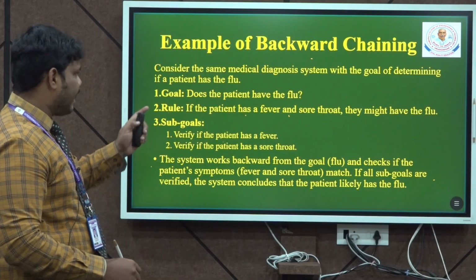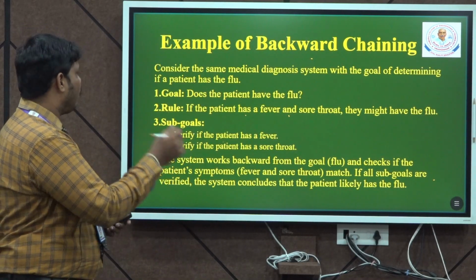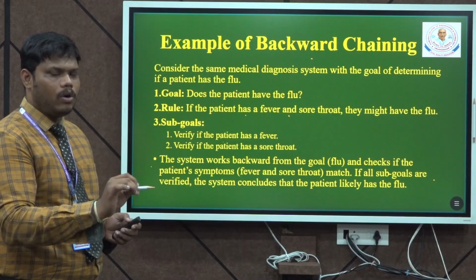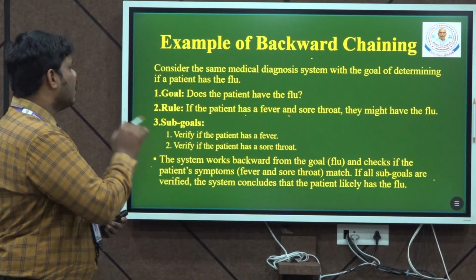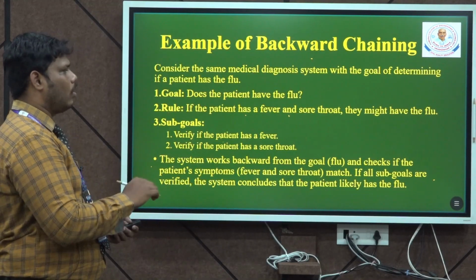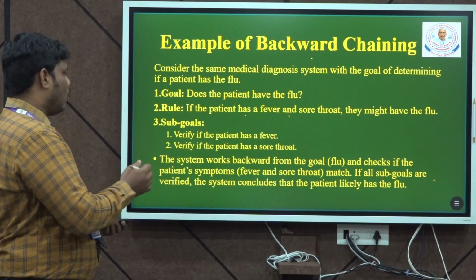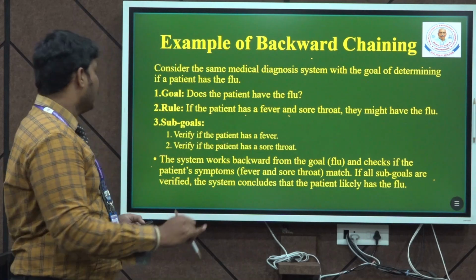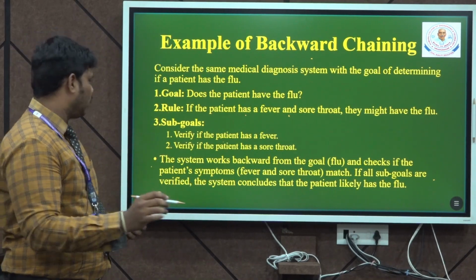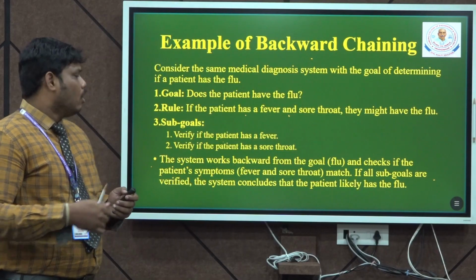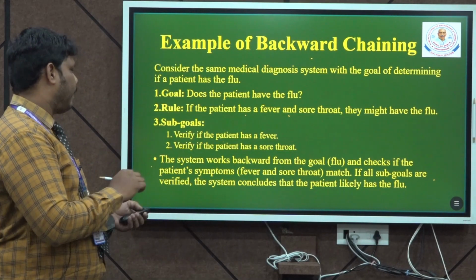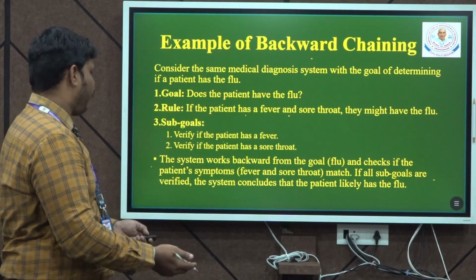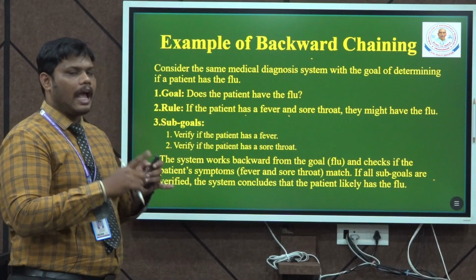First, let us consider the same medical diagnostic system with the goal of determining whether the patient has the flu. The goal is, does the patient have the flu? The expert system has to check it. The rule is, if the patient has a fever and sore throat, they might have the flu. So the goal is divided into sub-goals. First is to verify if the patient has a fever. Second is to verify if the patient has a sore throat. So the system works backward from the goal, flu, to check whether the patient's symptoms, fever or sore throat, match. If all the sub-goals are verified, the system concludes that the patient likely has the flu.